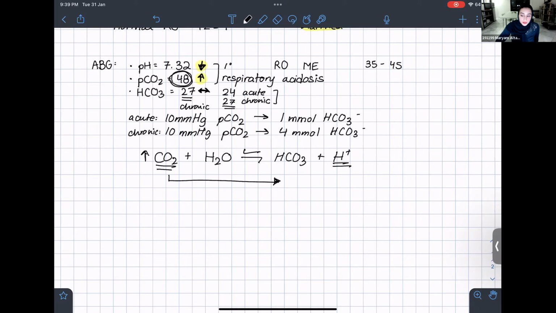You guys sure? Okay. Let's calculate it in another way. So PCO2 by 10. Okay, with every increase of CO2 by 10, which is acidosis, or decrease by alkalosis. Okay.